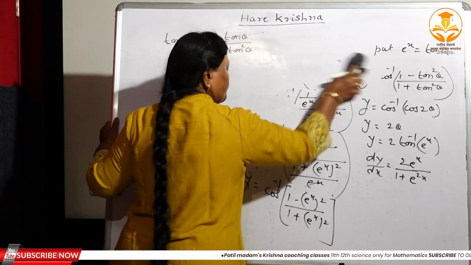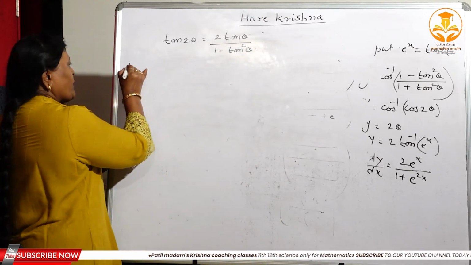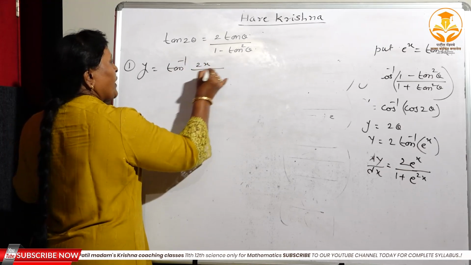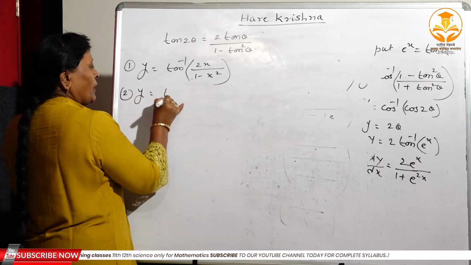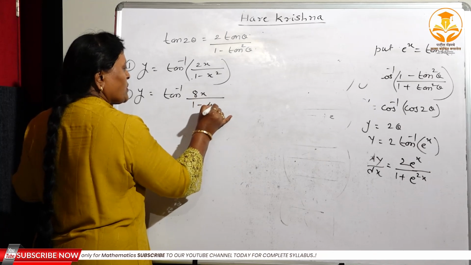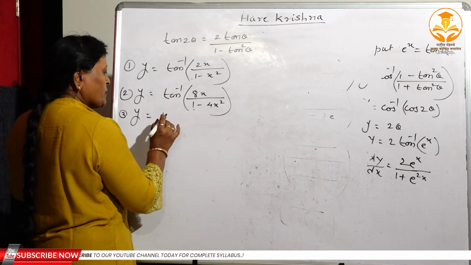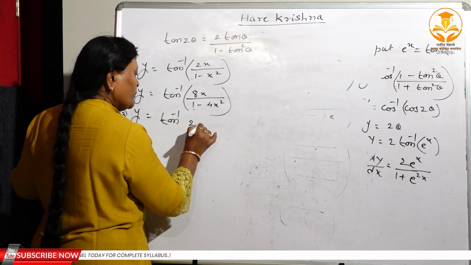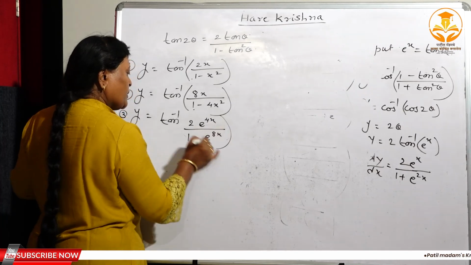See, here the first one, y is equal to tan inverse of 2x divided by 1 minus x square. Second one, tan inverse of 8x divided by 1 minus 4x square. Third one, tan inverse, you can write here, of 2 e raised to 4x divided by 1 minus e raised to 8x.